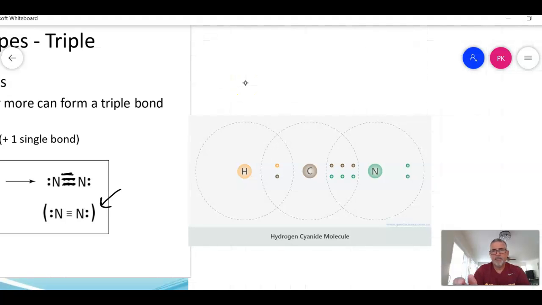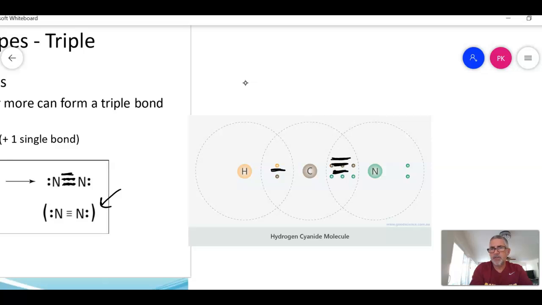Hydrogen cyanide, right? So the same thing. These will share the one here. No, hydrogen wants 2, right? So I've got my 1 bond here. I've got 6 electrons in the middle. So I'll have 3 bonds there, right? And then I have my 2 unshared pairs on the outside.